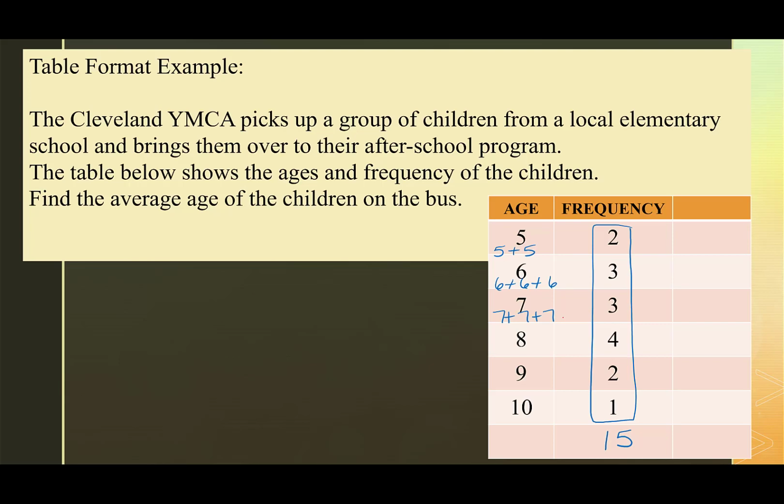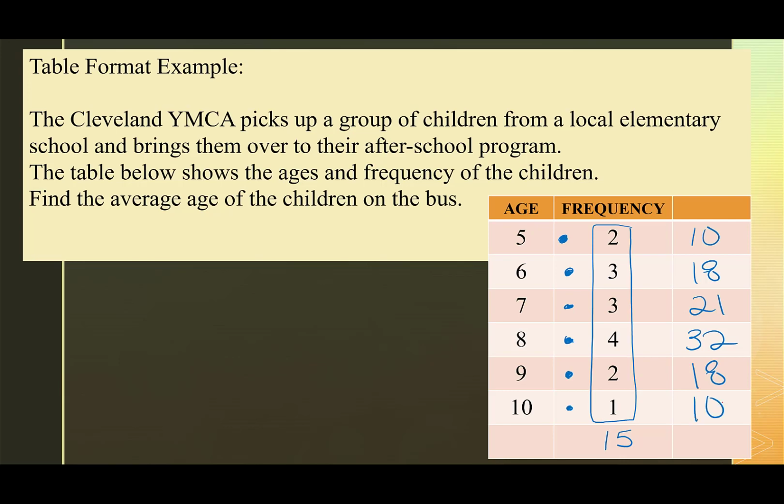A shortcut would be to multiply the age by the frequency number. And so if 2 children are 5 years old each, that's a total of 10. If 3 children are 6 years old, that's a total of 18. 3 children are 7, 21. 4 children are 8, which is 32. 2 children are 9, which is 18. And 1 child on the bus is 10, so 1 times 10 is 10.